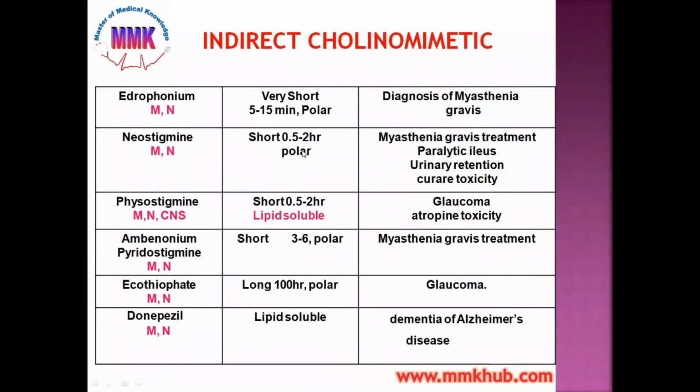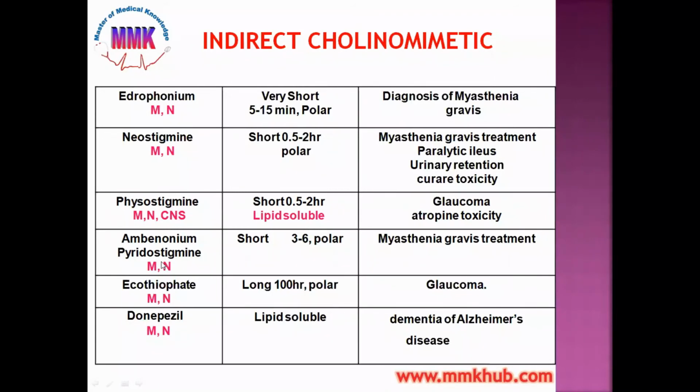Now, neostigmine is also short acting, 0.5 to 2 hours, and is used for myasthenia gravis treatment, paralytic ileus, urinary retention, and curare toxicity. Edrophonium and neostigmine both act on muscarinic and nicotinic receptors. Then we have physostigmine, which also works on the CNS as it is lipid soluble, and is short acting, 0.5 to 2 hours, used for glaucoma and atropine toxicity.